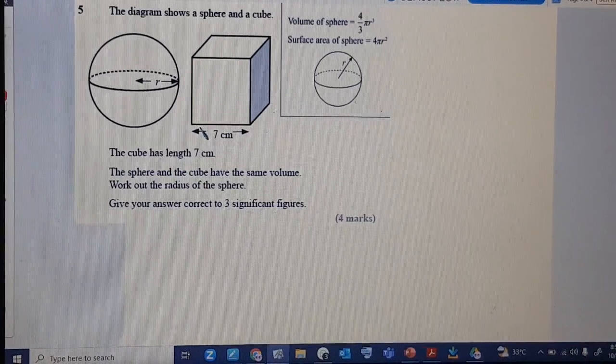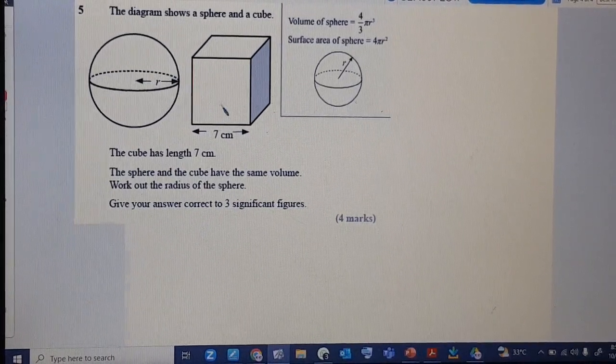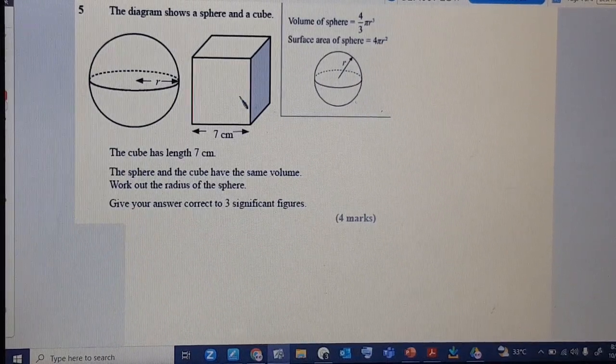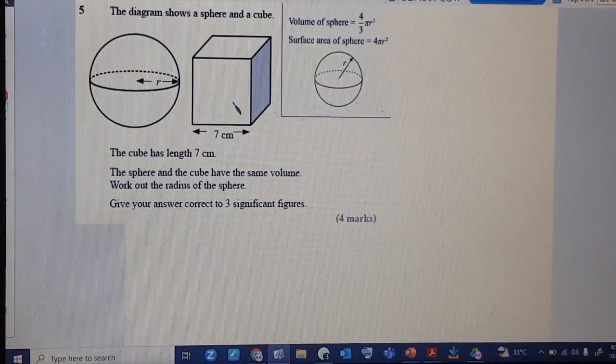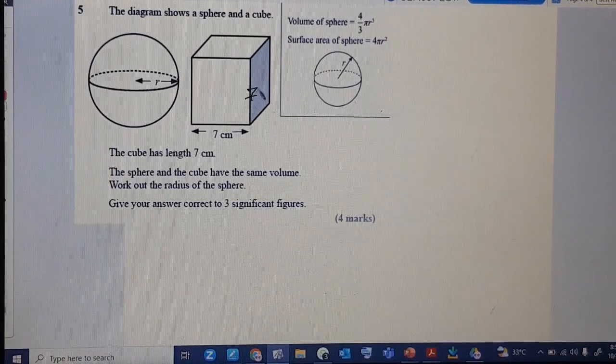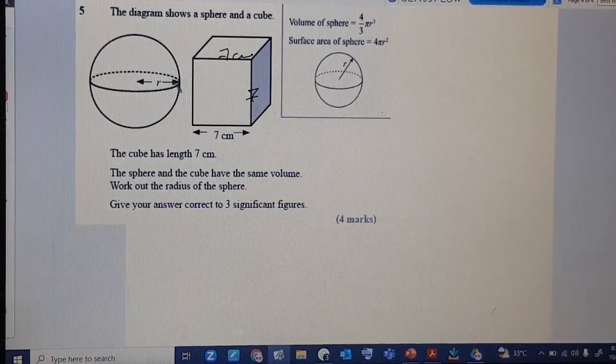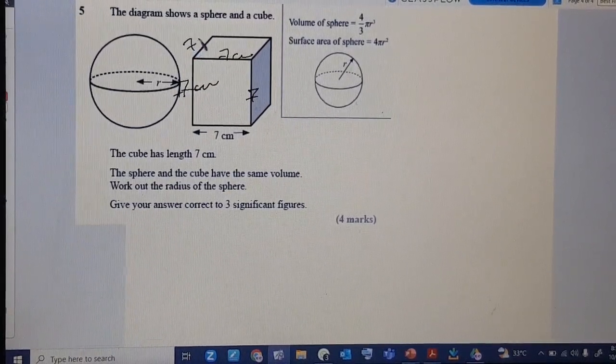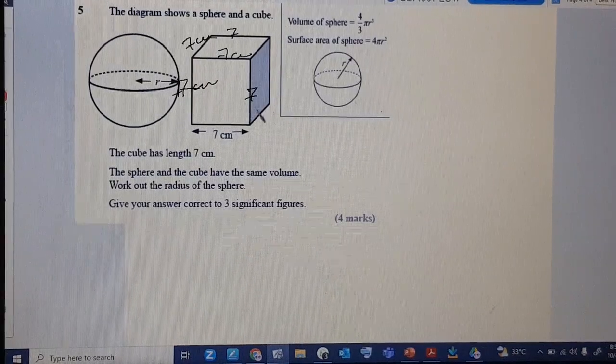Now a cube is a shape that has all sides the same, all faces the same. A cube means a shape combined with squares, 7 centimeter, 7 centimeter, and 7 centimeter. So all sides are 7 centimeter.